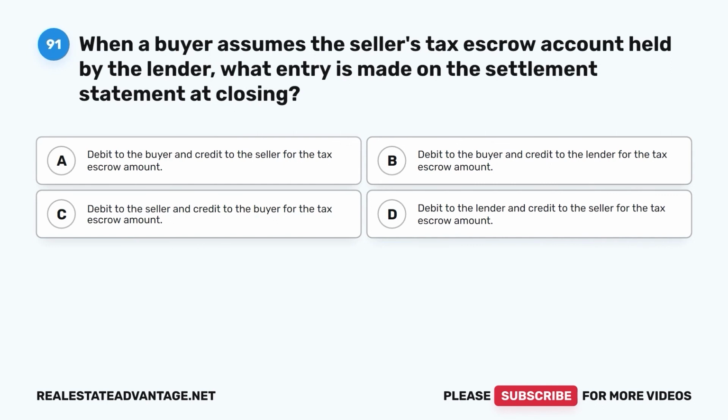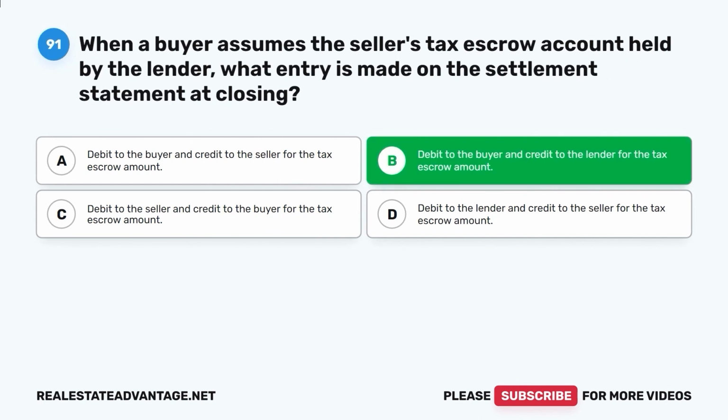Question 91. When a buyer assumes the seller's tax escrow account held by the lender, what entry is made on the settlement statement at closing? A. Debit to the buyer and credit to the seller for the tax escrow amount. B. Debit to the buyer and credit to the lender for the tax escrow amount. C. Debit to the seller and credit to the buyer for the tax escrow amount. D. Debit to the lender and credit to the seller for the tax escrow amount. The correct answer is B.